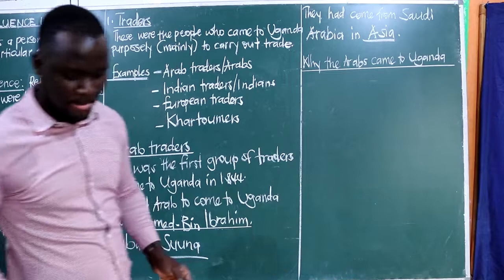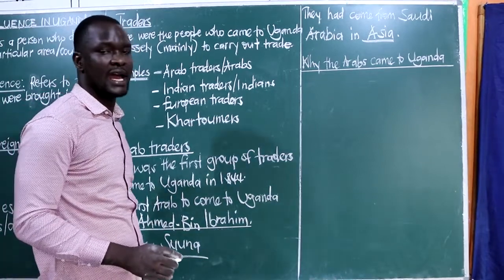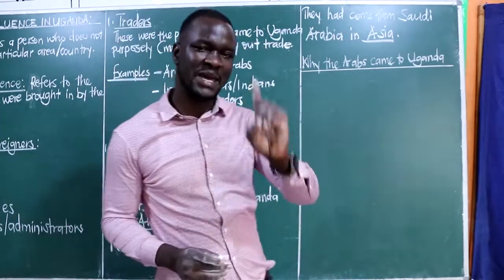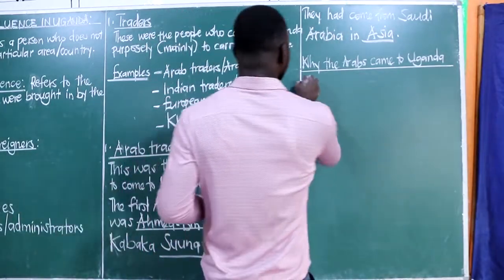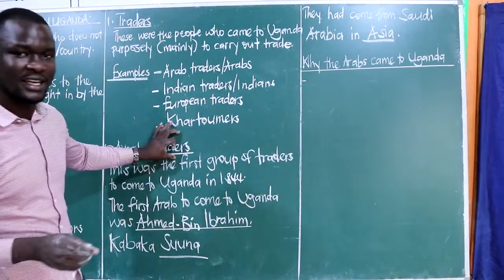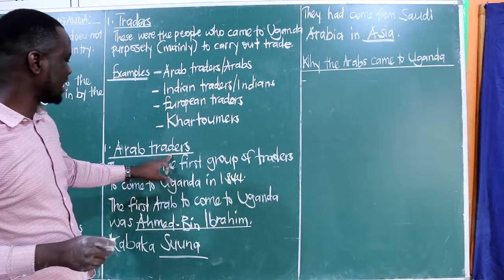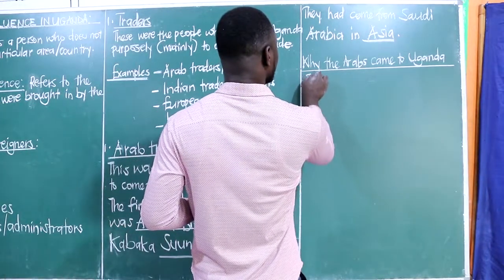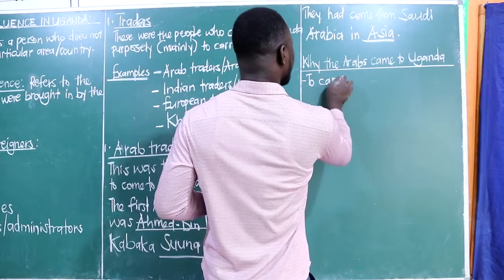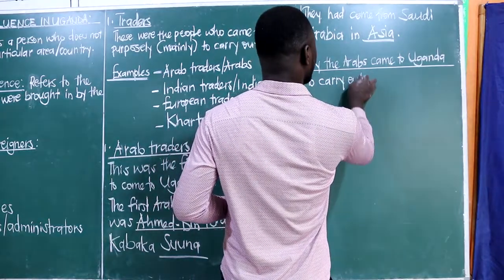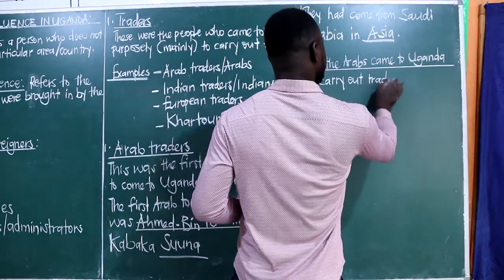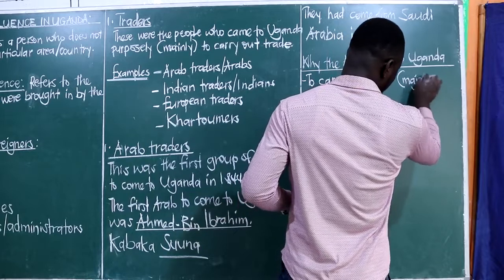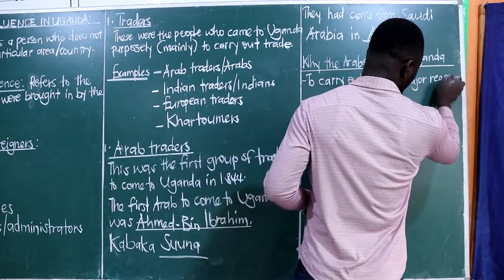I'm so sure we are following the lesson and you are really benefiting from it. Now, here we have the major reason. Since we say these were traders, we shall be able to tell that the major reason as to why the Arabs came to Uganda was to carry out what? Trade. This was the major reason.